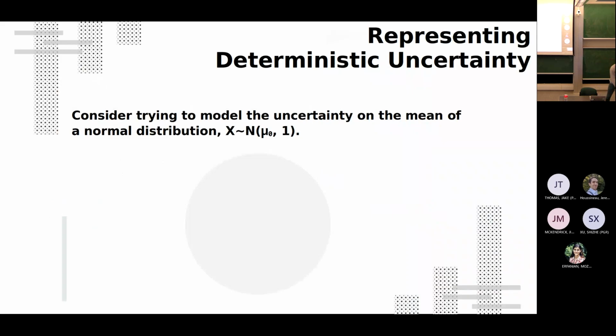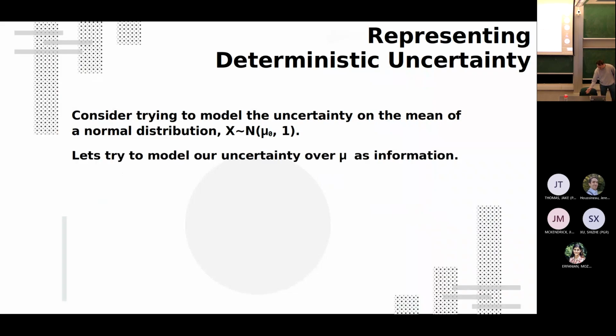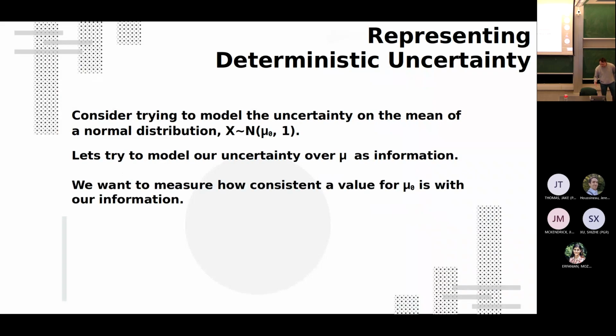Okay, so I'm going to try and very quickly build up a way of modeling deterministic uncertainty. I'm going to use this example, where we're trying to model the uncertainty on the mean of a normal distribution where we know the variance is 1. So we want to try and model our uncertainty over mu as information, and that means we want to measure how consistent a particular value of mu is with our current information. If we want to measure something, we're going to need a scale. So we'll just use 0, 1 to align with probabilities.